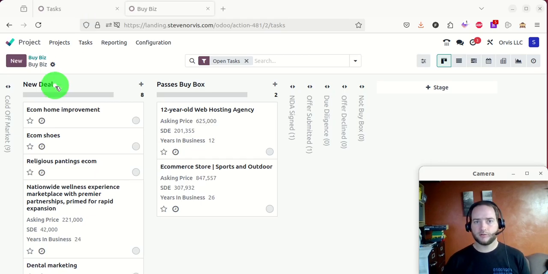So I'm going to be running through specifically the new deal and the passes buy box columns. I'm not going to get into the past NDA areas. That way, we are still good on NDAs and not violating anything. So we're just looking at public information anyone could look at online.